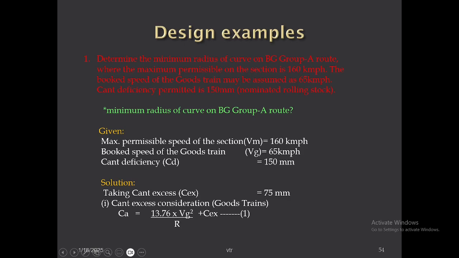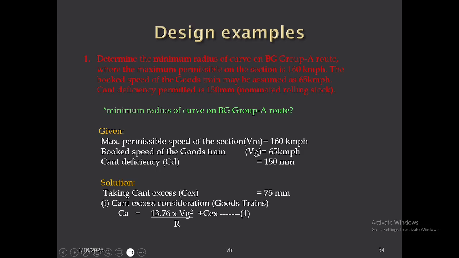Okay, so with this, we have to find out the minimum radius of the curve. What should be the minimum radius of curve we have to provide in the BG Group A route? Now 160 kmph is the sectional speed, 65 is the goods train speed, and 150 mm cant deficiency. Here, what we have to do first is work out the cant, how much actual cant you have to provide.